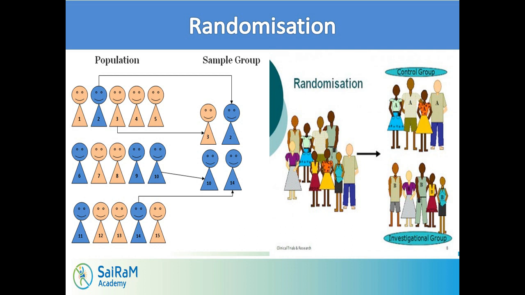So in this scenario, I should go for a randomization where there is a probability of every candidate to go into either of these two groups, control group or the investigation group. So the randomization should happen in two levels for a complete randomization and to increase the validity, particularly the internal validity of the study. So there is no researcher's bias involved in this.